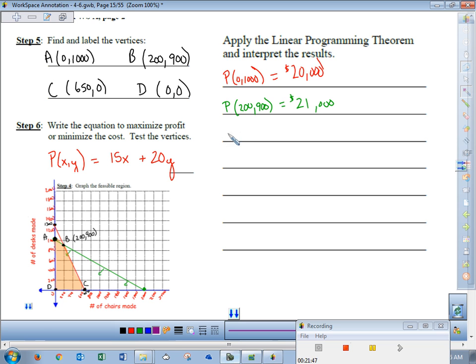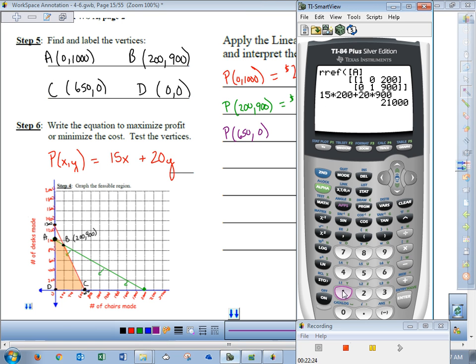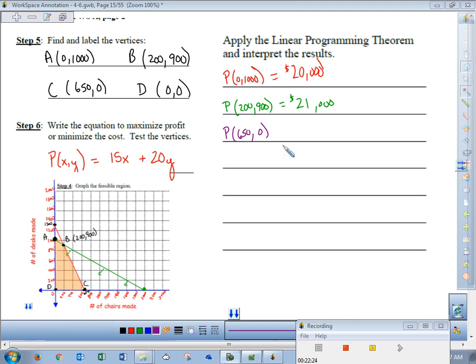Well, let's see what happens. You got to do all the points. So the profit of 650 chairs and no desks whatsoever. So that's basically going to be 15 times 650. And that's $9,750. So that is totally a horrible option. They don't make near as much money. And then finally, it seems a little trivial to do it, but they could make no chairs and no desks, and they would make no dollars in that situation.